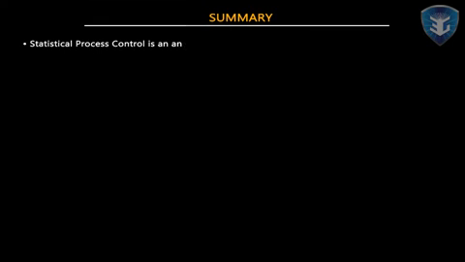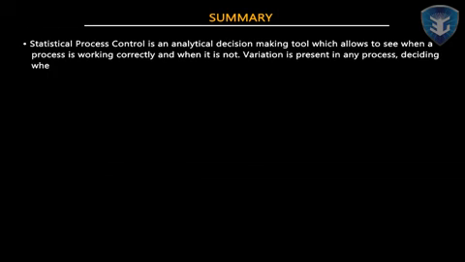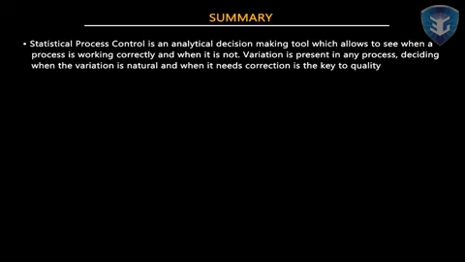Now in the end, let us summarize what we have learned in this lecture. Statistical process control is an analytical decision-making tool which allows us to see when a process is working correctly and when it is not. Variation is present in any process. Deciding when the variation is natural and when it needs correction is the key to quality control.